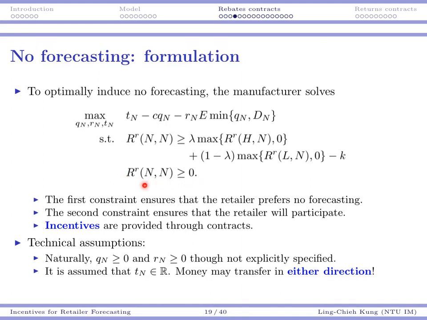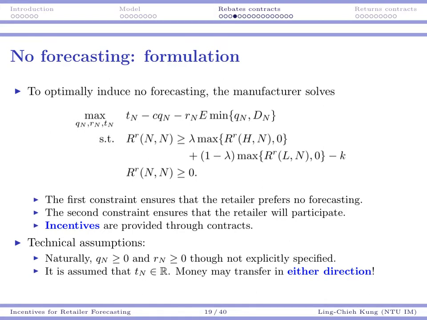We need to make sure that the retailer is willing to accept this offer. If this offer is really accepted, then the manufacturer's earning is that the manufacturer gets this payment. The manufacturer pays the production cost, and in expectation, the manufacturer needs to pay some amount as the rebate bonus. Okay, so we can see that by designing these three numbers, the manufacturer needs to offer incentives for the retailer not to do forecasting. The incentive issue is always there.